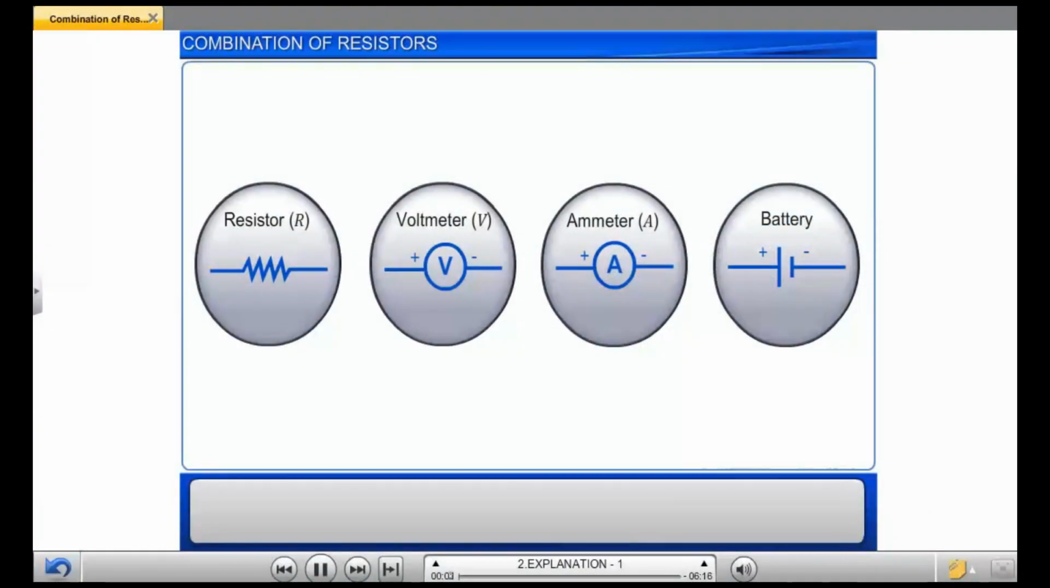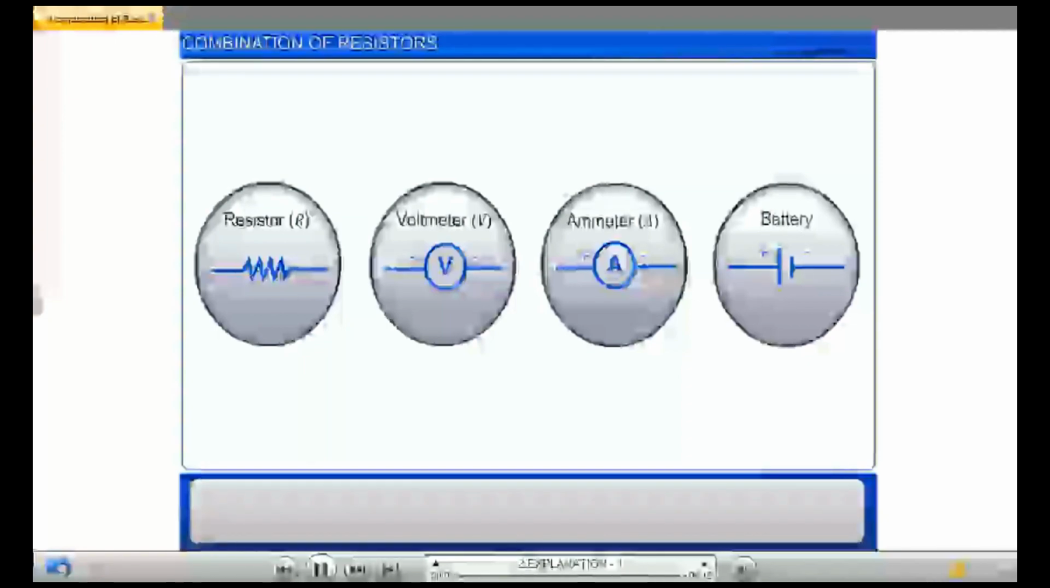As you learnt earlier, there are various elements used in an electrical circuit, such as a resistor R, voltmeter V, ammeter A, and battery, which are represented here. These will help you understand the various circuits dealt with in this module.